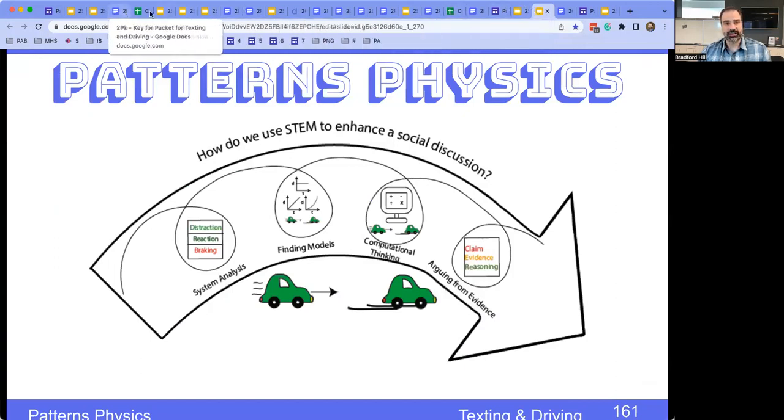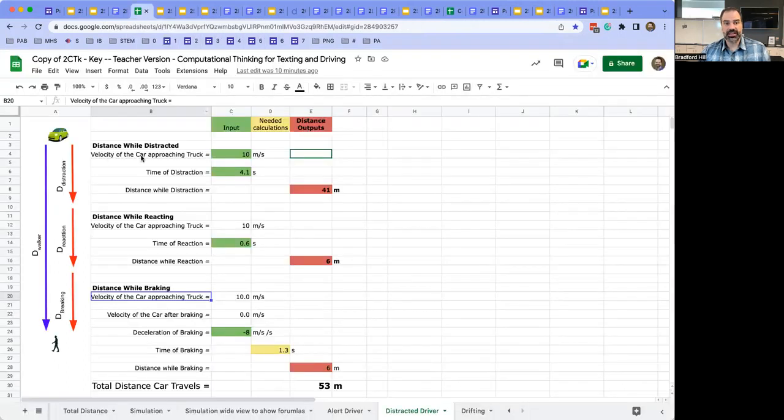I was going to just show that. I was going to jump all the way back here. Hey, if you drifted into oncoming traffic, you would need to change the velocity to the velocity of the car approaching the truck. And so this 10 would turn, if they're each going 10, they would be approaching at 20. It auto changes. That is the power of computational thinking and starting simple. Now we can go back.